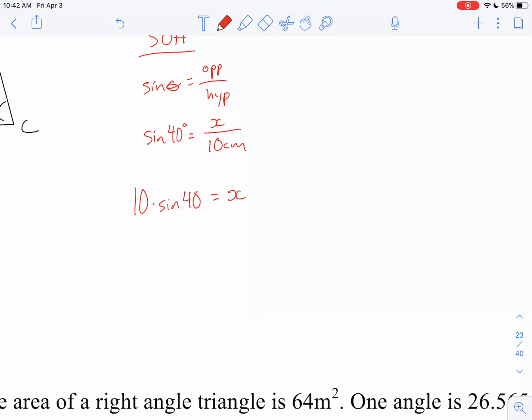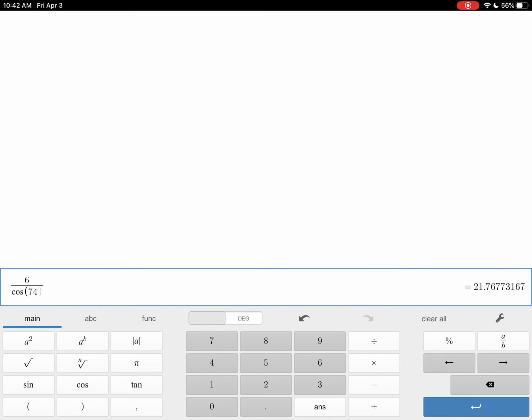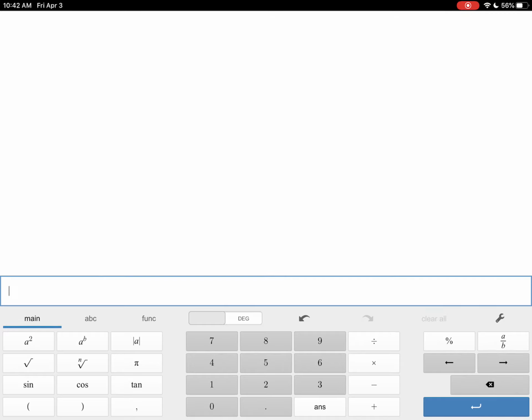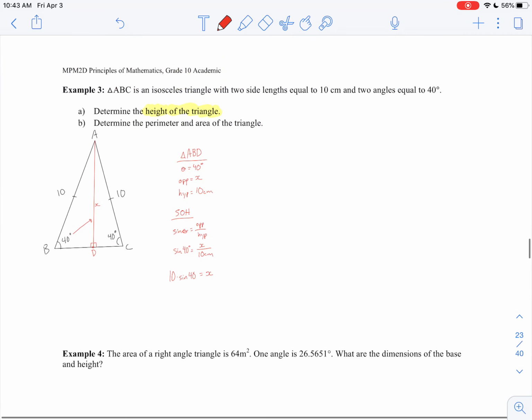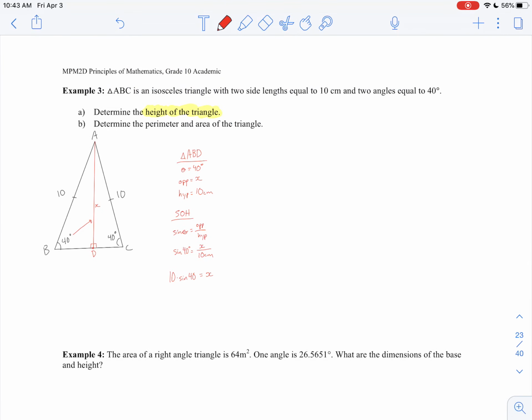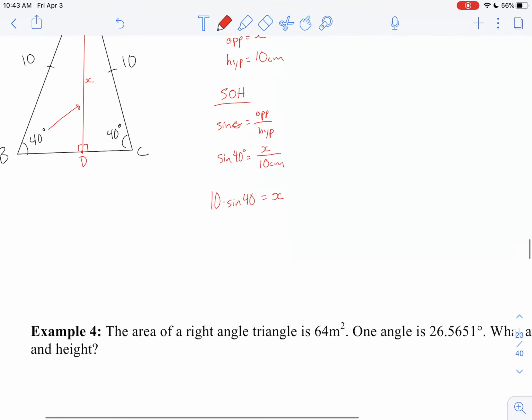And then I've got to throw that in my calculator, 10 times sine 40. Once again, make sure your calculator is in degrees. It needs to say degrees there. And I'm going to say 10 times sine of 40 degrees is equal to 6.427. So I'm going to round that to 6.43. Let's see how many decimal places they want in the question. It doesn't say where to round it to, so we're going to safely assume that 2 decimal places will be sufficient. 6.43 is equal to x, so that would be the height of the triangle.